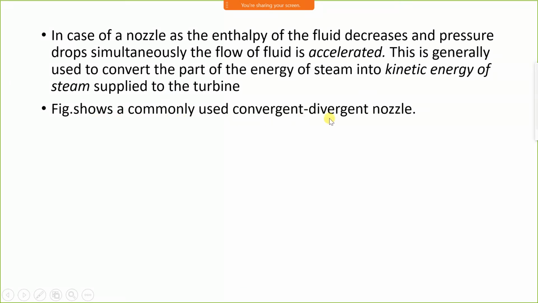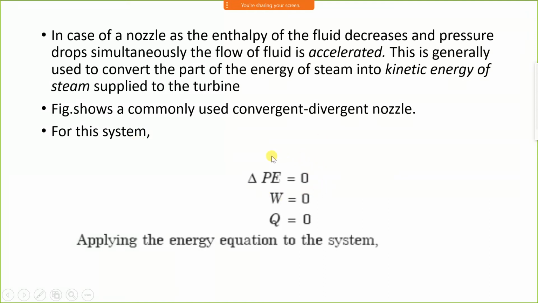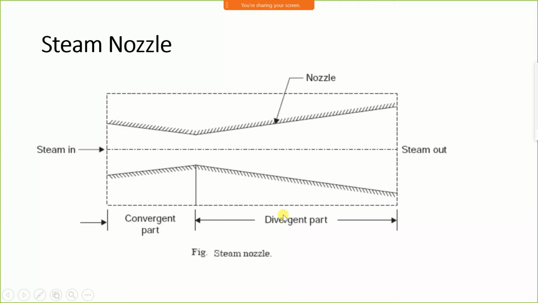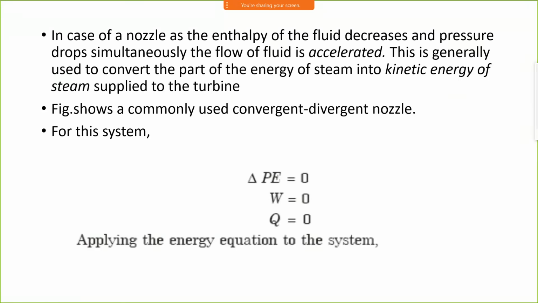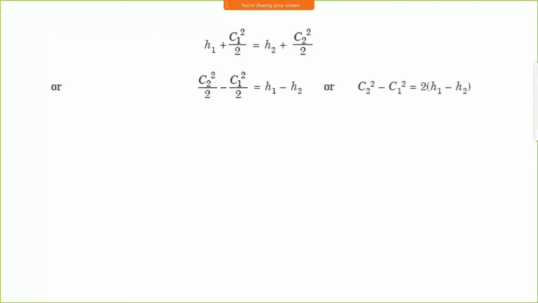Figure shows the commonly used convergent divergent nozzle. For this system, change in potential energy is zero because inlet and outlet are at the same level. Since there is no moving part, work done is zero. And since the nozzle is completely insulated, heat transfer is zero. According to the energy equation, change in potential energy is zero, work done is zero, heat transfer is zero.